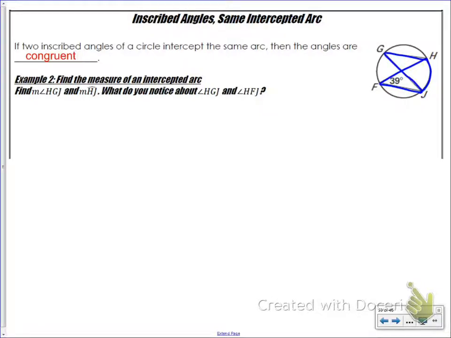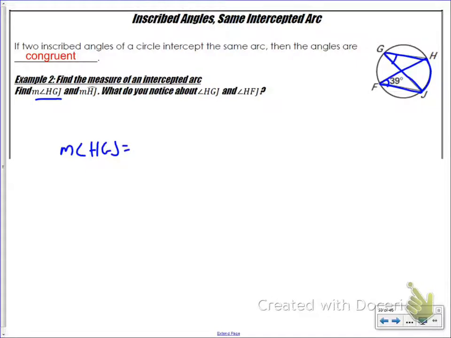Well, we know that the angle is going to be half of that arc. So if 2 angles intercept the same arc, then they're each going to be half of the same arc, which would make them congruent to each other. So in example 2, we want to find the measure of angle HGJ and arc HJ. So since, based on this theorem, we can say that these 2 angles are going to be congruent to each other, the first thing we want to find out is the measure of HGJ.